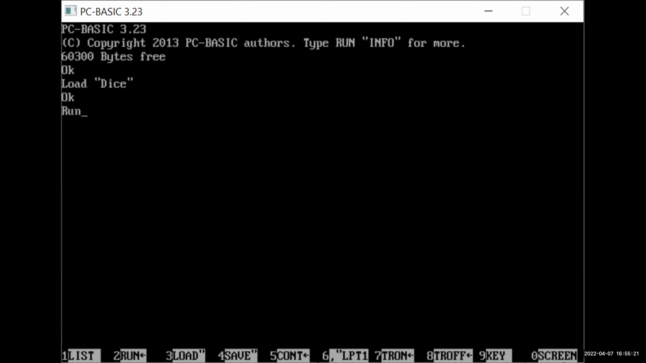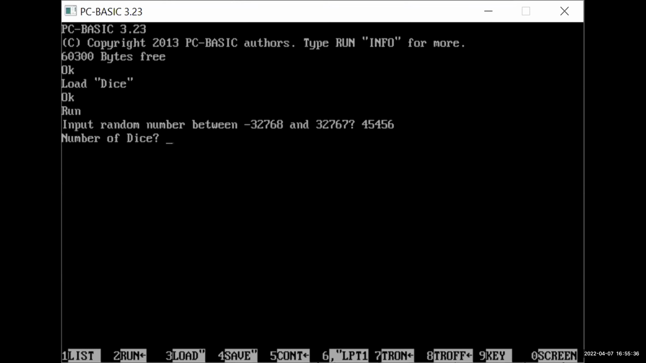Okay, so we're going to type run, and now it's telling me to enter any number between this much and this much, so I'm going to enter this number. Okay, so now we're ready. It's going to ask me what's the value of D, what's the value of S, and then what's the value of N. So I need to answer all of these questions to be able to pick up these things in here.